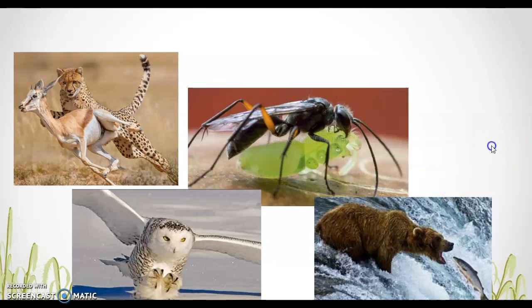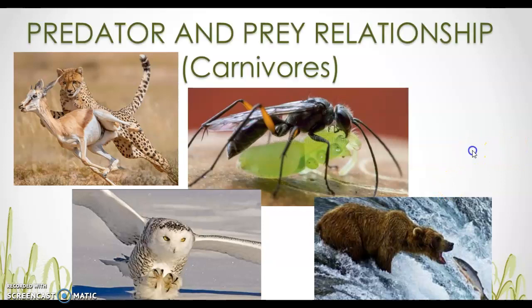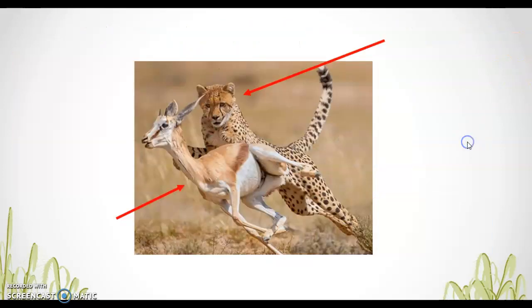So, as you can see, guys, these are examples of different carnivores. And in this case, guys, carnivores establish a very specific relationship, which is the relationship between predator and prey. So in each case, we can find the predator. I'm gonna show you the next picture.